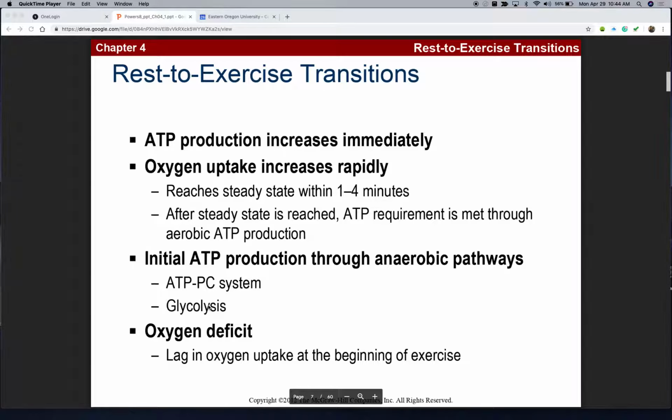Does that make sense? Okay. So there's a lag in oxygen uptake. I take off sprinting, I'm not using oxygen to produce fuel, but I'm still meeting a really high work demand.